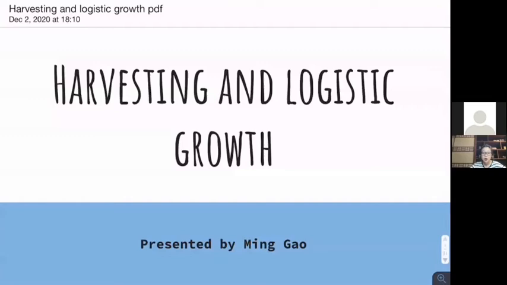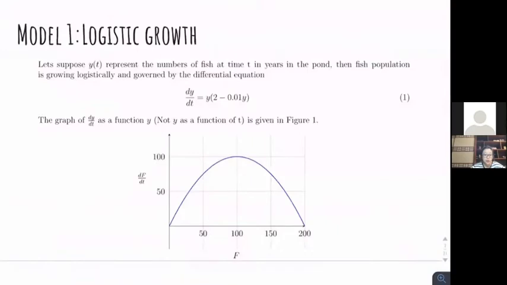Today I'm going to talk about harvesting and logistic growth in differential equations. So let's see our questions today. Model 1, logistic growth. Let's suppose y of t represents the number of fish at time t in years in the pond. Then the fish population is growing logistically and governed by the differential equation below. The graph of dy over dt as a function of y is given in figure 1. This is figure 1, actually.